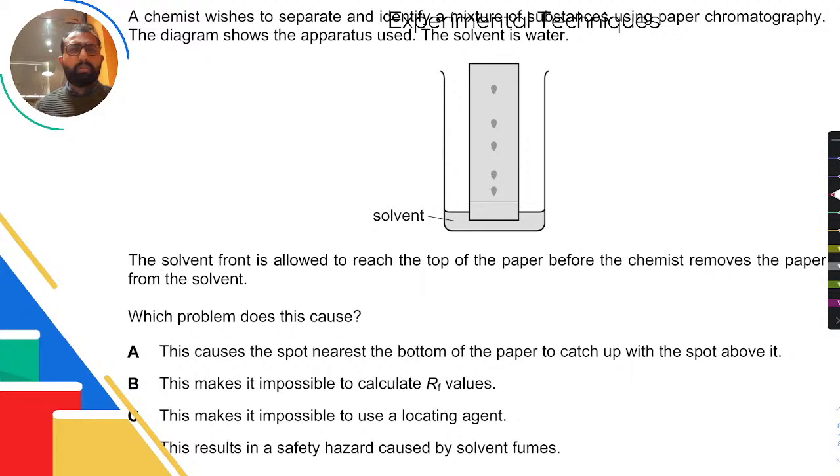So the solvent front is allowed to reach the top of the paper before the chemist removes the paper. So wait a minute, what's happening here? You are taking the mixture and you're allowing it to keep on going for as long as it needs to, or as long as it can. And the problem with that is that now you have lost the solvent front, right? You have lost the solvent front, which means that you can't really use this method to figure out what the Rf value is. So it's important that you know whether you can do that or not. So what do you think? Now let me see what most students answered.